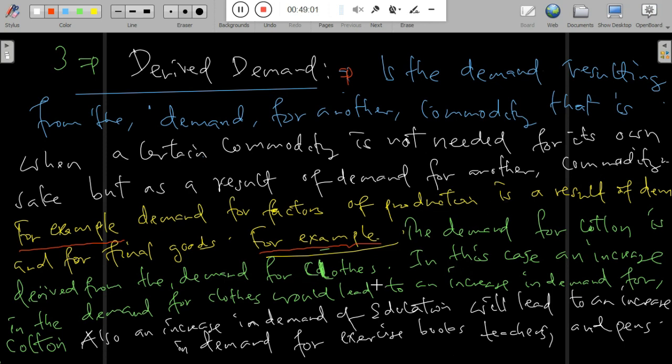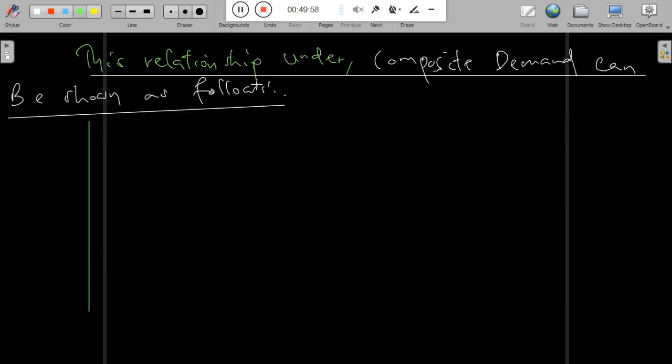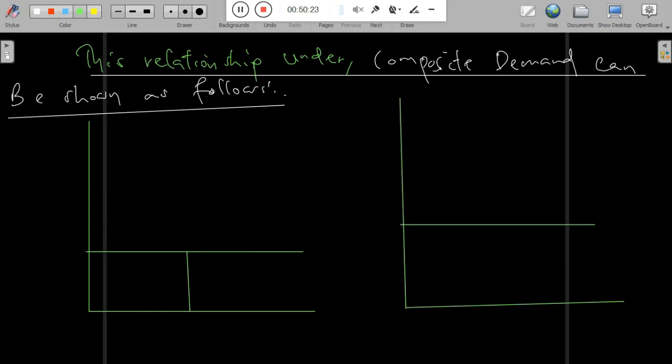In this case, an increase in the demand for clothes will lead to an increase in demand for cotton. Also, an increase in demand for education will lead to an increase in demand for exercise books, teachers, and pens as well. This relationship is shown in this graph over here. In the left graph, we have the increase in demand of clothes, and on the right hand side, we have the increase in demand of cotton.